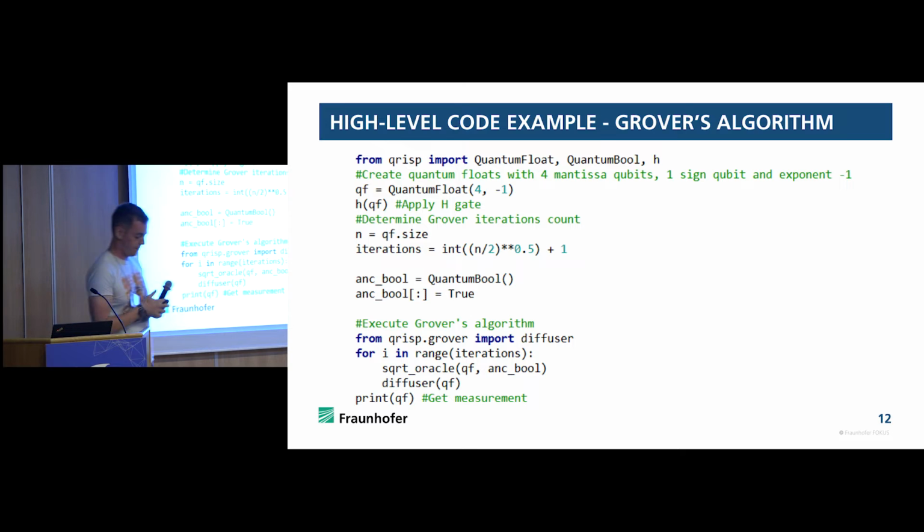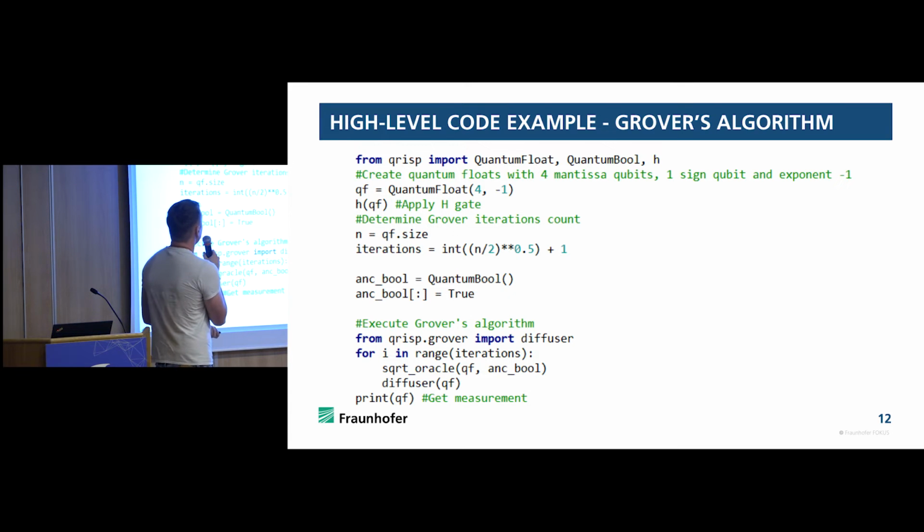All right. Okay, so the first step we're doing is we are importing some classes. The thing you see here is a quantum float and a quantum bool, and those are both subtypes of the quantum variable. And of course, they have their very own specific methods and so on. And here finally, this is the method for applying a Hadamard gate.